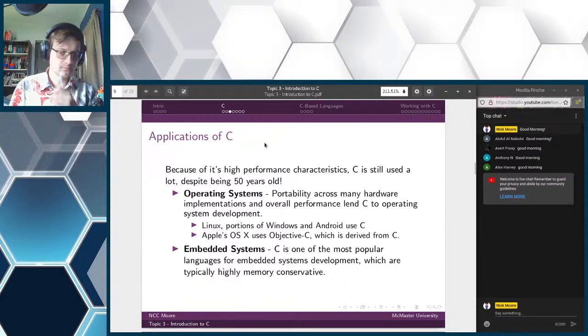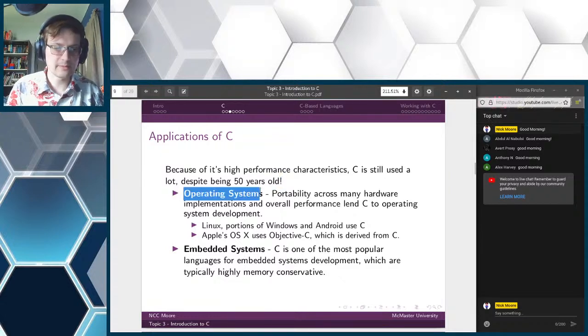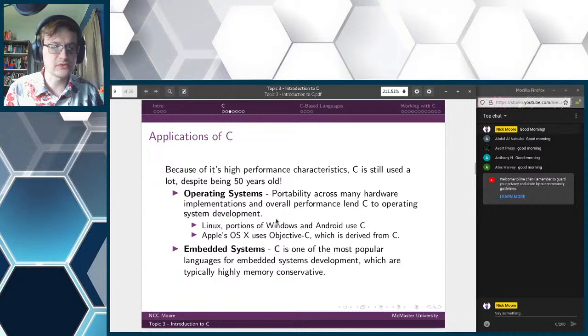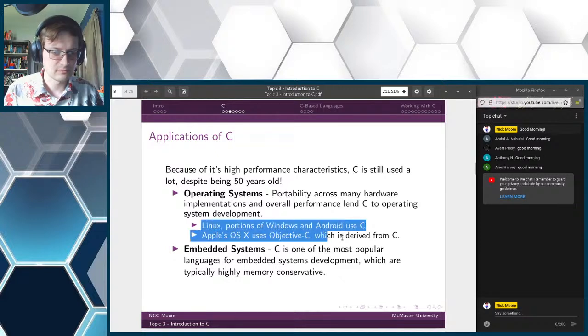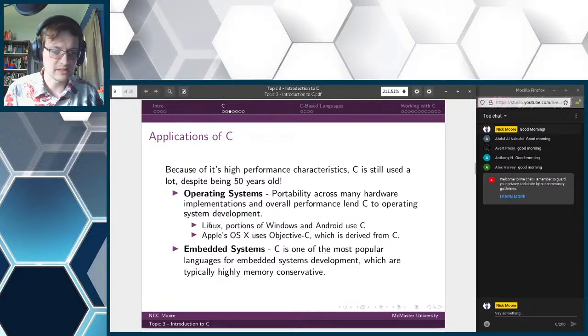So, the applications include operating systems. Portability across many hardware implementations and overall performance lend C to operating system development. Anyway, lots of operating systems use C.